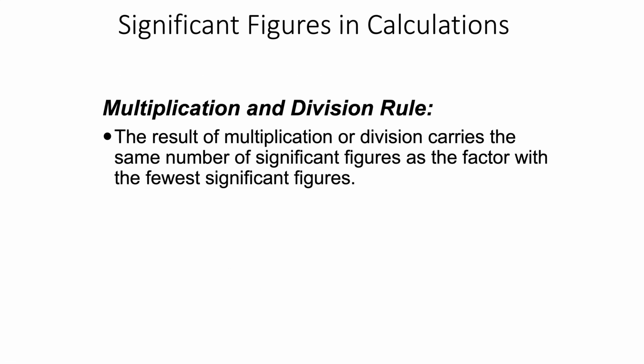Okay. Multiplication and division is actually the same rule, but because we don't multiply and divide by hand, it's just much harder to see it. So it's best to do it this way. You just round it to the fewest number of sig figs. So the result will be whatever the least number of sig figs is.